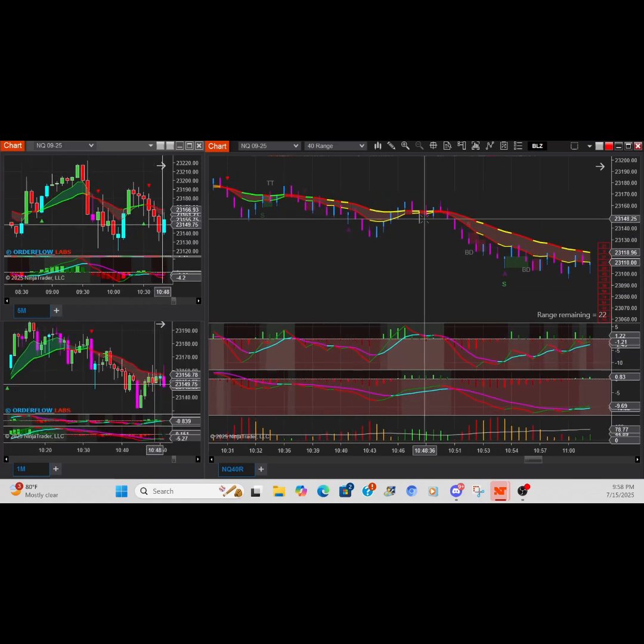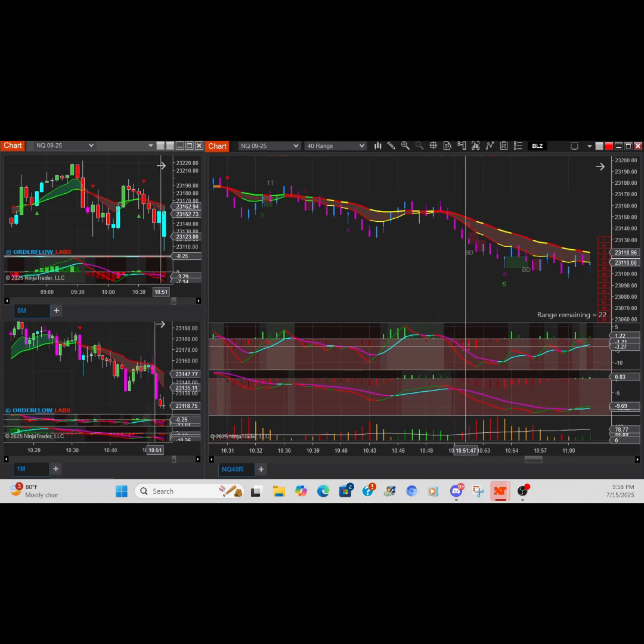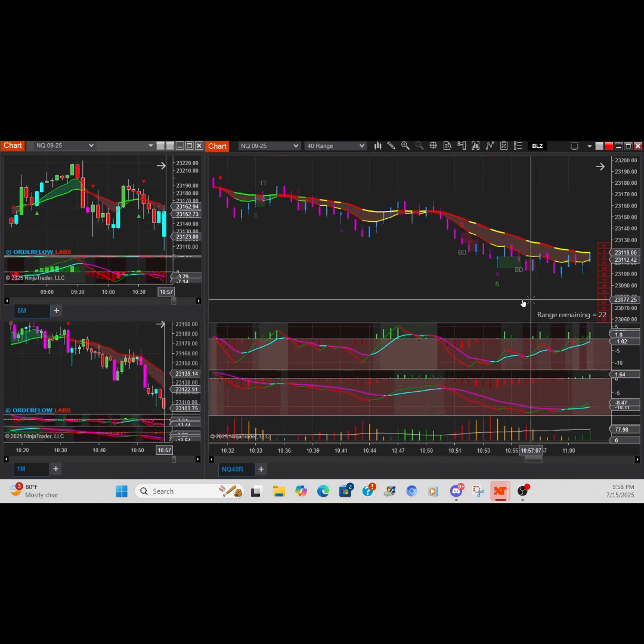Hopefully this helps you guys. This here, see the momentum shifted. They tried pushing this up, and then you can see our price is telling us that we're coming down. We're already below the full momentum.